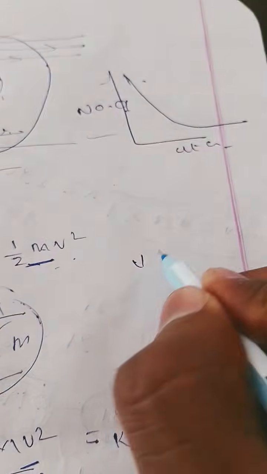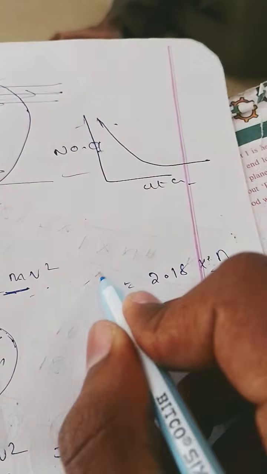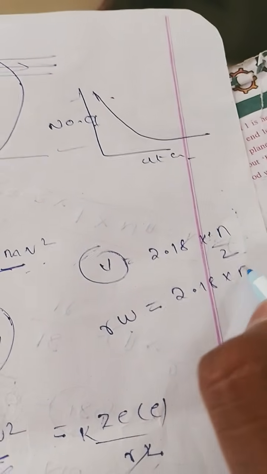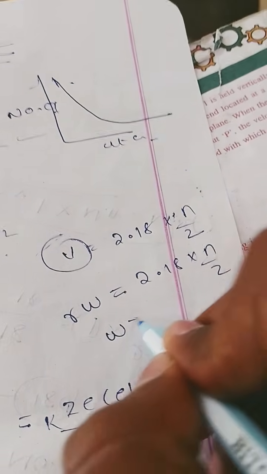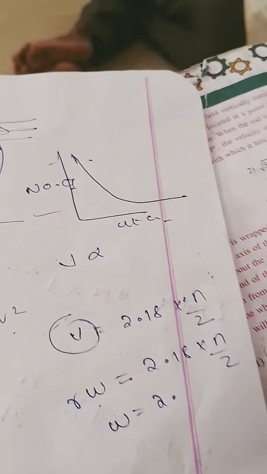We know that v is equal to 2.18 into z by n. Now from this we know that v is equal to r omega, so r omega is equal to 2.18 into z by n. We know that r is equal to radius. So from this we can directly write v is directly proportional to z by n.